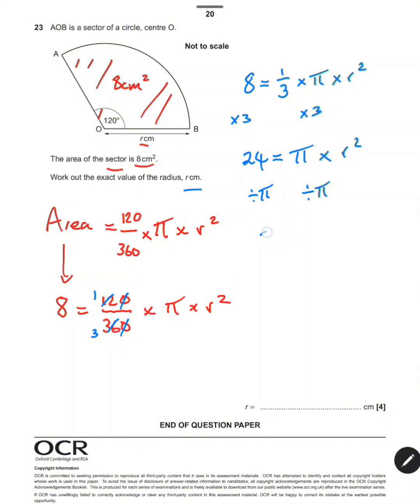And what you get is 24 divided by pi equals, the only thing that's left is r squared. And if we're trying to get r on its own, there's only one step to rearrange this left, and that's to square root both sides. And what you'll get is the square root of 24 over pi is r, the radius.